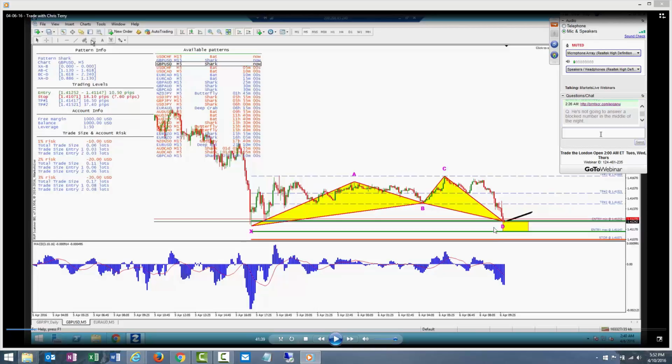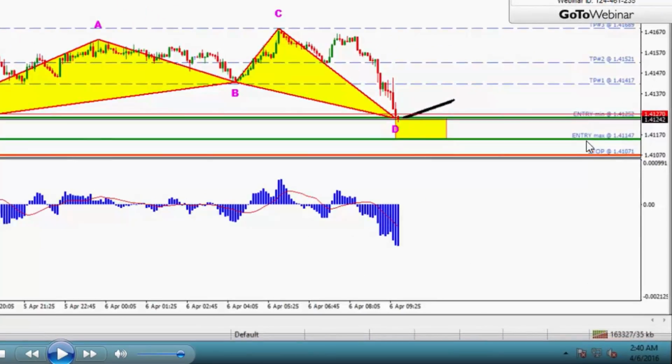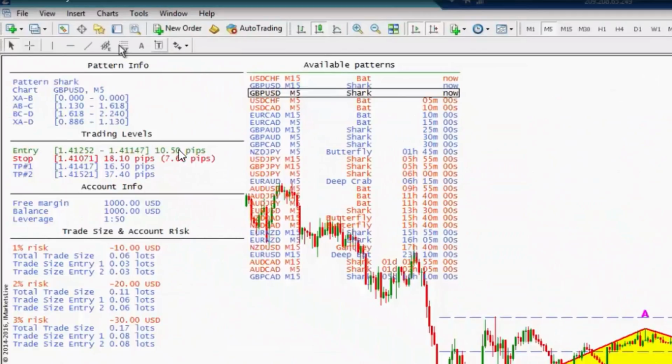Let me see if I can scroll through. Basically, you'll see this is the entry zone. This is the minimum entry price and the maximum for a long, and this is the range. Down here is where the scanner is telling you your stop should be. Over here, it shows you your entry range and your stop, and it tells you the number of pips for the range: 10.5 pips for the range, and your stop is 7.6 pips away. Then it shows you your targets.